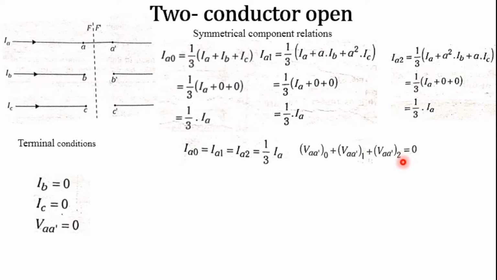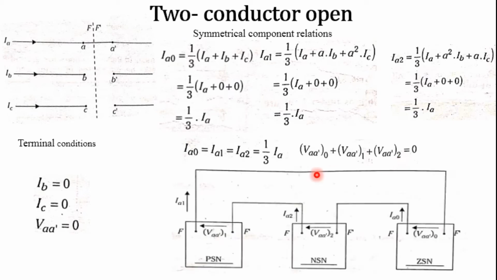From these two things, the condition is similar to that of the line to ground fault, which suggests that the three sequence networks are to be connected in series. Hence it is short circuited. You can see that PSN, NSN and ZSN are connected in series, the current flowing across the PSN is the same in the NSN and the ZSN, and it returns to the PSN. This is the condition for two conductors open.